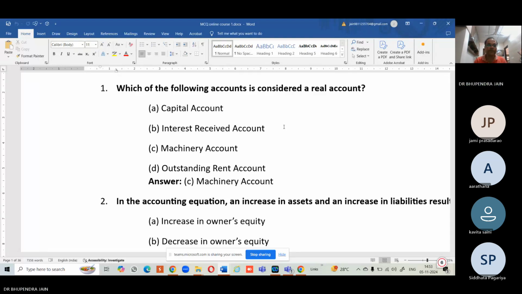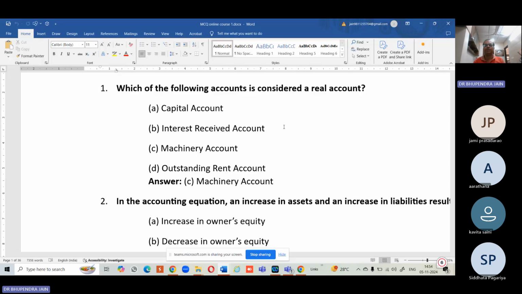Now we are going to discuss the different types of multiple choice questions. Question number first. Which of the following accounts is considered as a real account? I am not just ticking the correct answer, Hanabi. As per the question, I am discussing all the concepts. The types of accounts we have already discussed: nominal account, personal account, and real account. And there are 2 types of real account, number first is tangible real, number second is intangible real.